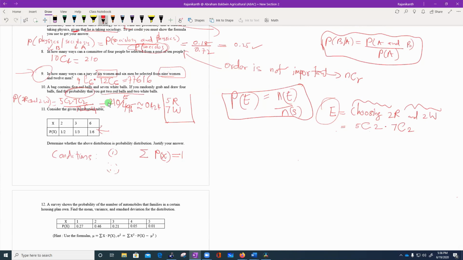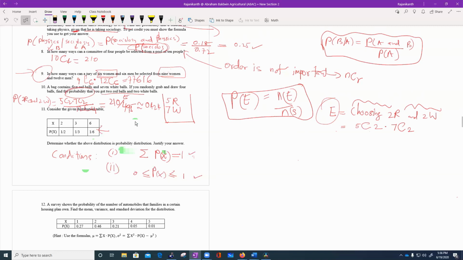The second condition is individual probability. Each and every probability answer in your table should be always between 0 to 1, inclusively. 0 and 1 included. Check these two conditions. If both of them are satisfied, then only you can say that the given distribution table is a probability distribution, right? If any one of these is not satisfied, then you don't need to check even the second one. Then you could right away tell that it is not a probability distribution table.